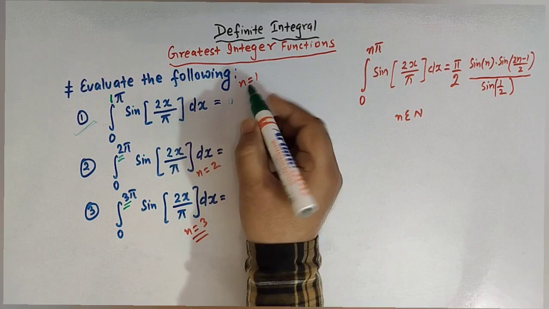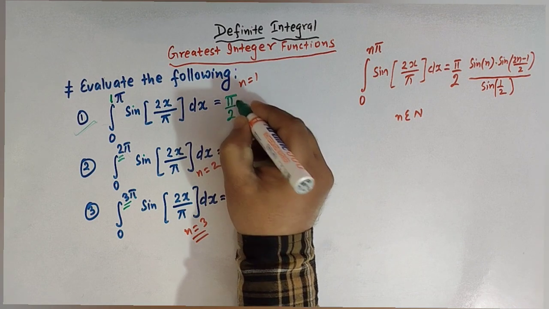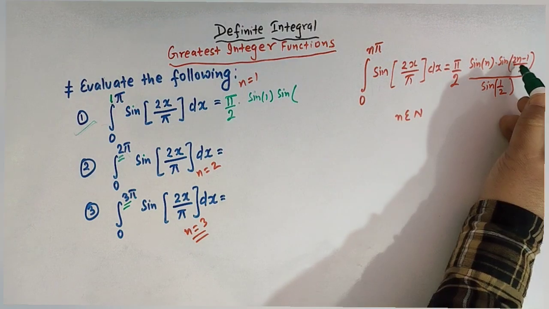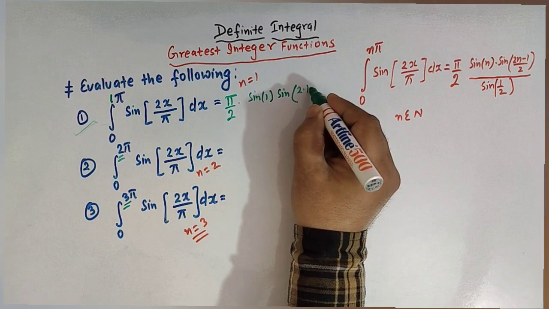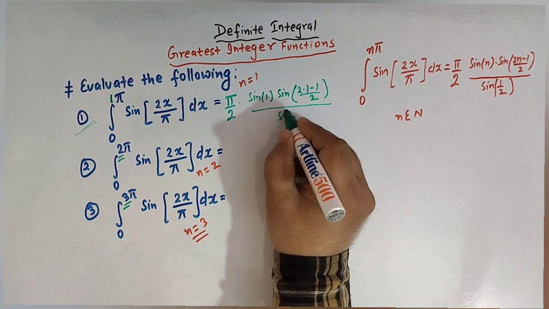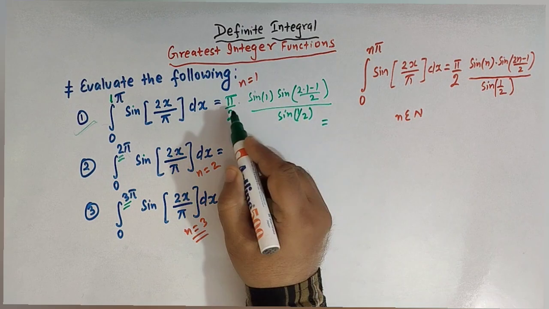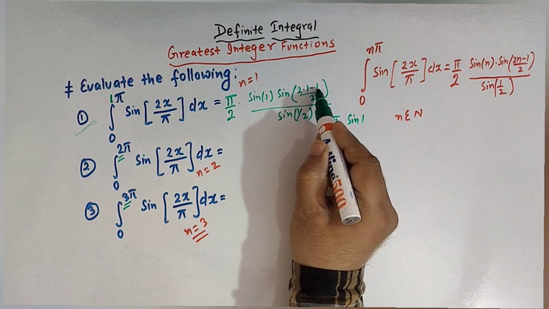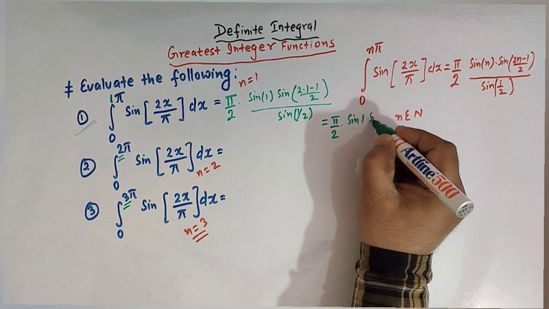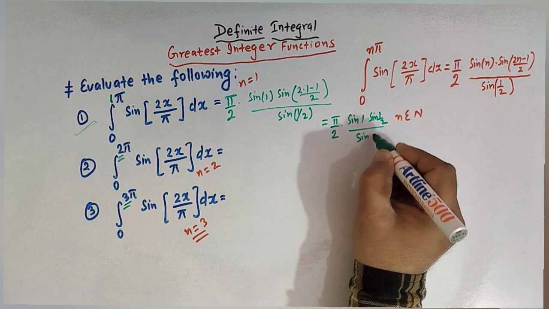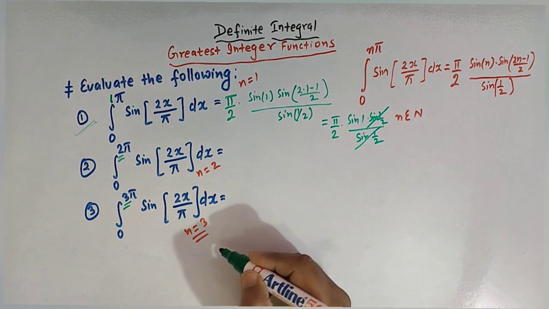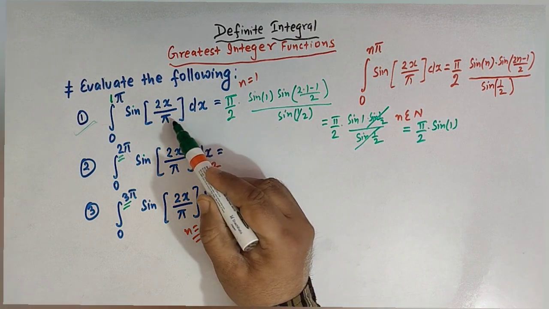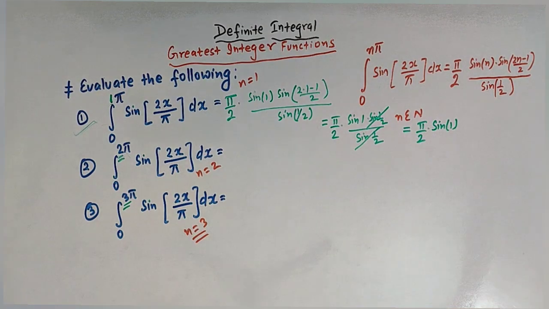The first one: here we have pi by 2, and n is 1. So we have sine of 1 and sine of (2 times 1 minus 1) over 2, divided by sine of half. Simplifying, we get pi by 2, then sine of 1, and here we have 2 minus 1, that is 1, so sine of half divided by sine of half. Sine of half and sine of half get cancelled, so we are left with pi by 2 times sine of 1. So the value of this integral is pi by 2 times sine of 1.